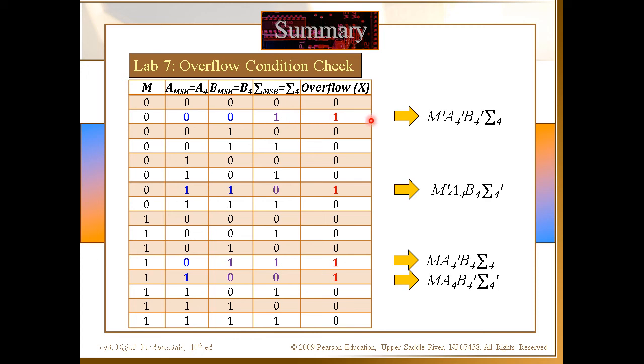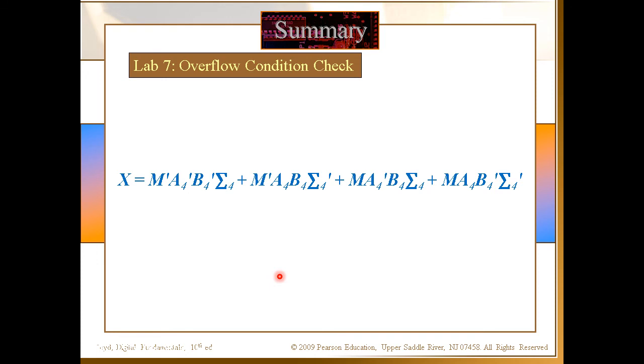So what would be the expression for this row? It will be, let's go back here. Look at this, M prime, right? Because it's 0. Then A4 prime, B4 prime, and summation 4, right? That's exactly the expression for this row I wrote here. And for this row, my expression would be M prime because M is 0, right? Then A4, B4, summation 4 prime because it's 0. Same I just did for this and this row, so I just got 4 expressions for these 4 rows, and then I just added all those 4 sub-expressions to make my final expression.